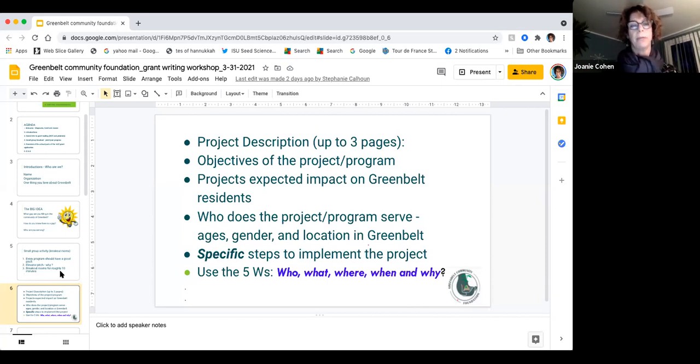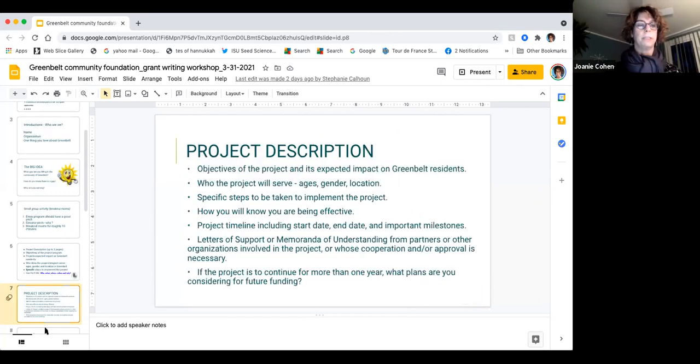You have up to 3 pages to do so. Does anyone have any questions before I move on? This next page is exactly from the proposal itself. So I'm going to walk through these.